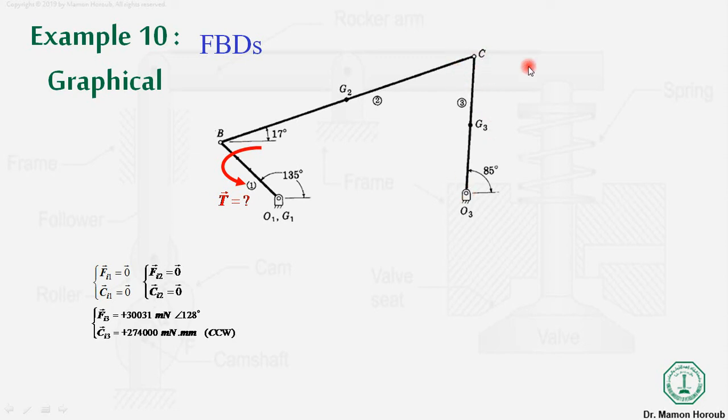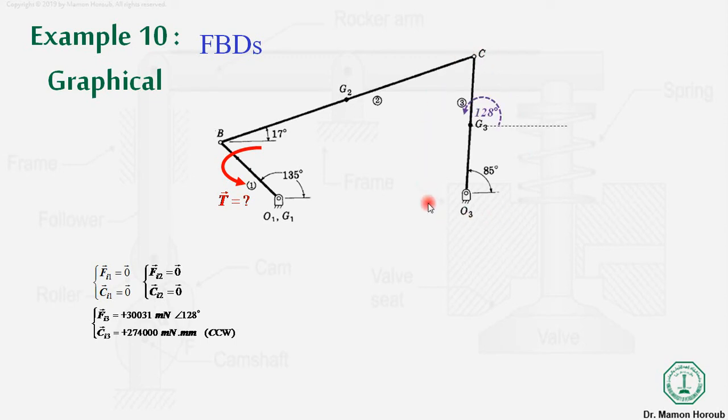Once this force polygon is solved and we have the force F23 from here, the same force will be applied on link 2 with the same magnitude, that will be F21. So the only thing in this problem is to focus our concentration on the force polygon and to learn how to solve it.